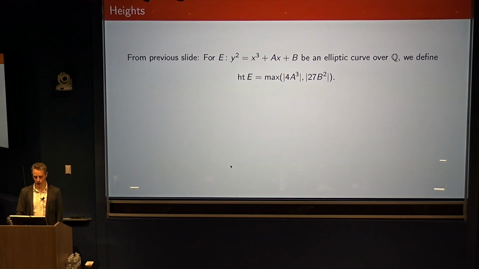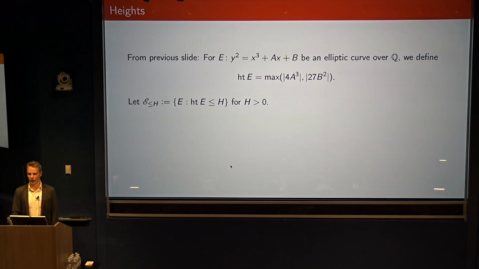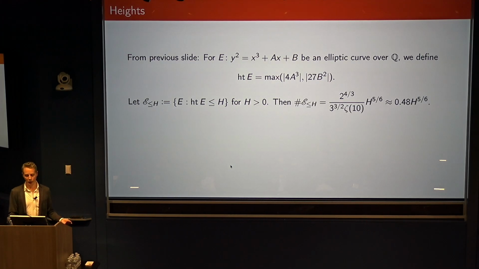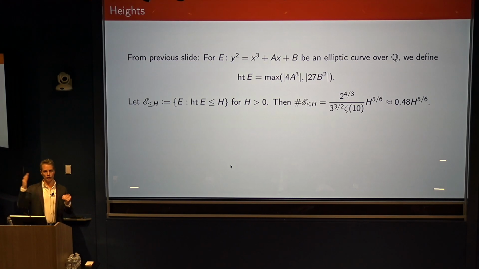OK, so here's what was on the previous slide. Here's how we're going to understand distributions. We're going to take the set script E to be those pairs A and B with a given condition, and then we're going to take height less than or equal to h, say that that height is at most h. So that's now a finite set. How big is it? Well, if I want a cubed to be at most h, then a needs to be about cube root of h. Similarly, with the b, it should be at most about square root of h. So that means I have about h to the 1/2 plus 1/3, which is h to the 5/6 possibilities.